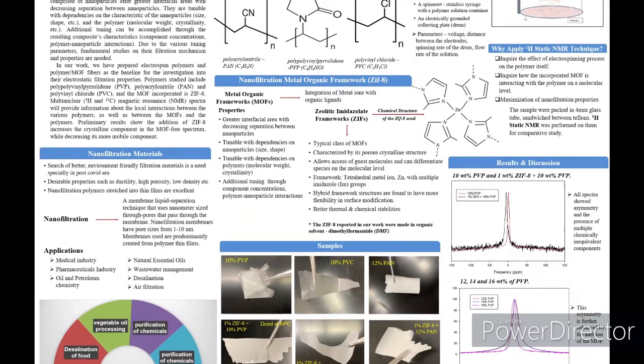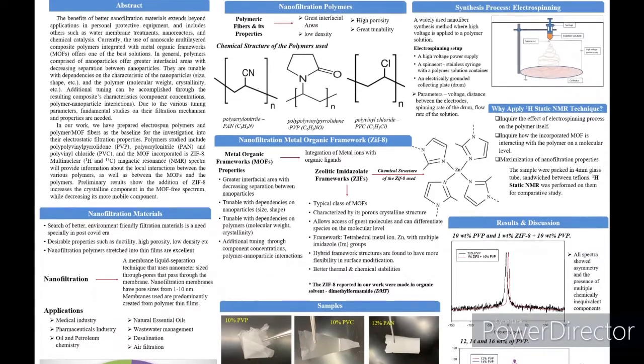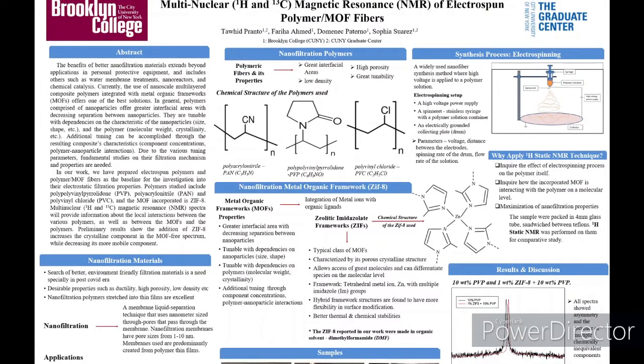Nanofiltration is a liquid separation technique that uses nanometer-sized pores or membranes that liquids pass through. Nanofiltration membranes have a pore size of 1 to 10 nanometers. Membranes that are used are predominantly created from thin polymer fibers. So here we synthesize nanofiltration polymers and also nanofiltration metal organic frameworks.